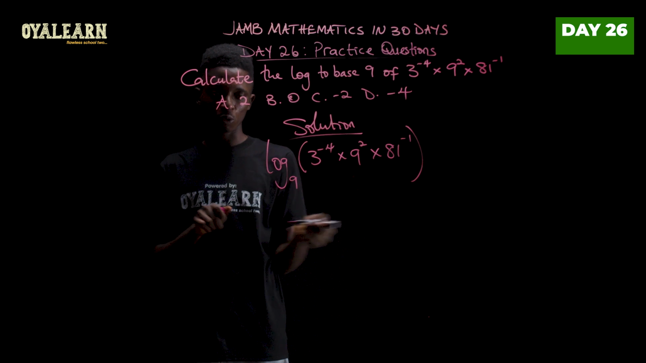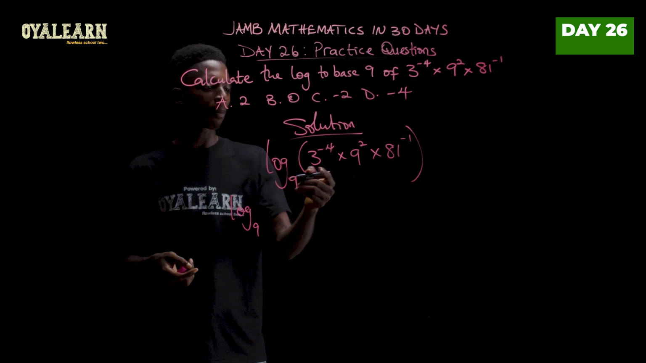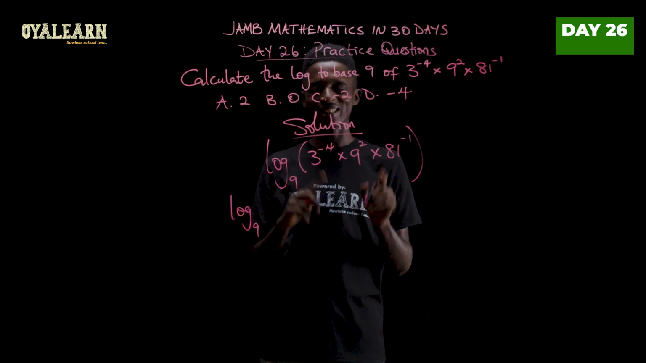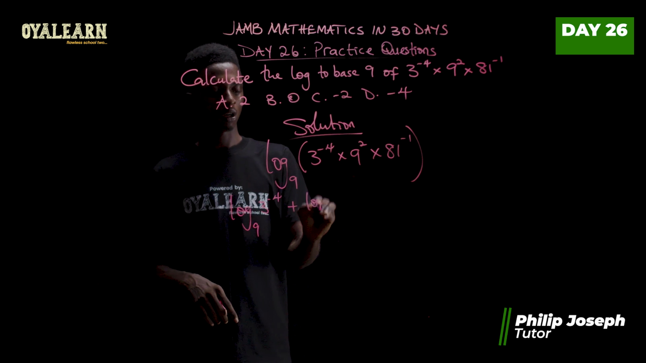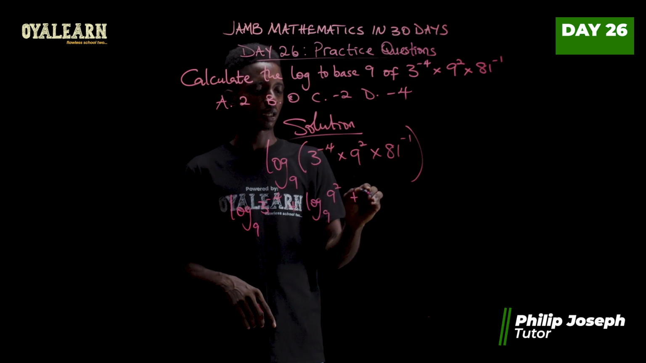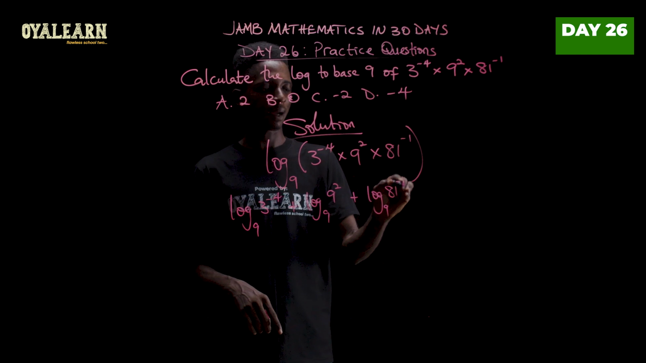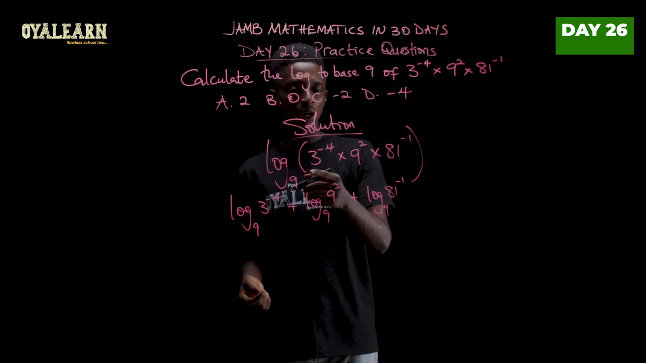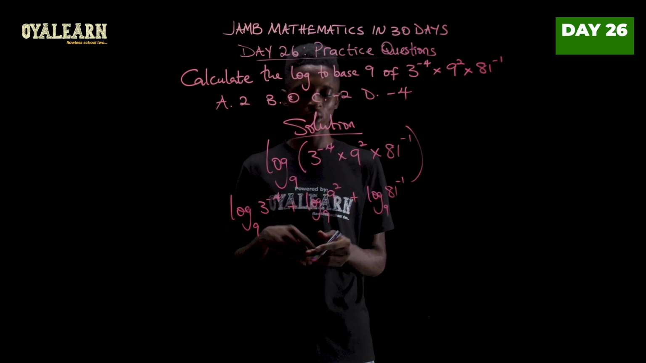To break it bit by bit, remember we are multiplying here, so we can make it individual logarithms to base 9 of each of them when we add them. So it will be log to base 9 of 3 raised to power minus 4 plus log to base 9 of 9 squared plus log to base 9 of 81 raised to power minus 1. This way, it should be a lot easier to solve. But if you are confident working with numbers like this, go ahead. You will still get the same answer.